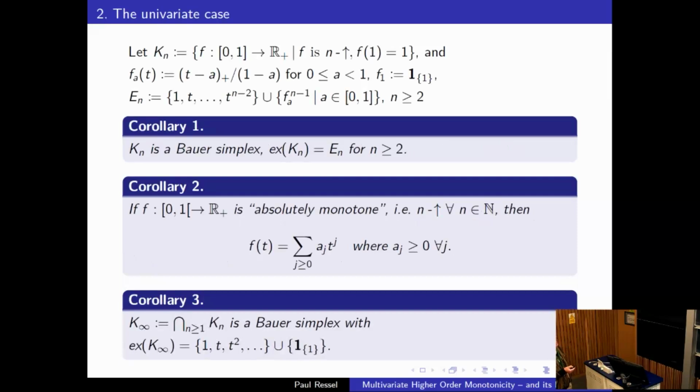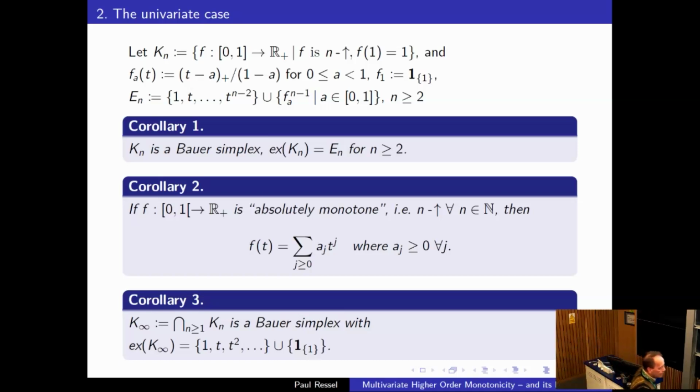Consider, we can make this a little more precise in a way. Consider Kn to be just all functions, now on the closed unit interval, n-increasing and being normalized by f(1) equal 1. And these very special functions, f_a(t) equals (t minus a) positive part divided by 1 minus a for a less than 1, and f_1 is the indicator function.